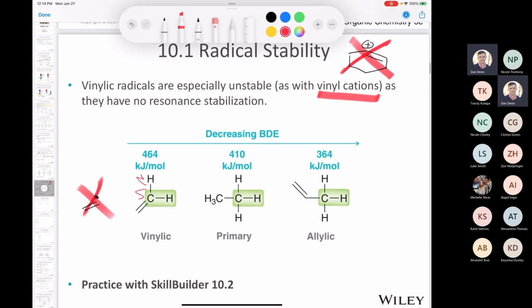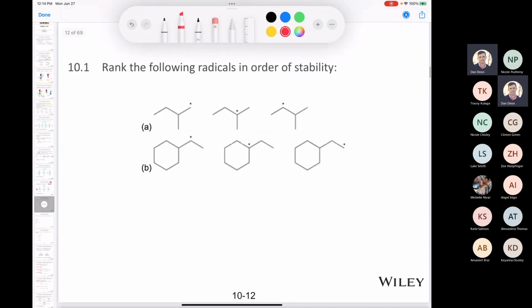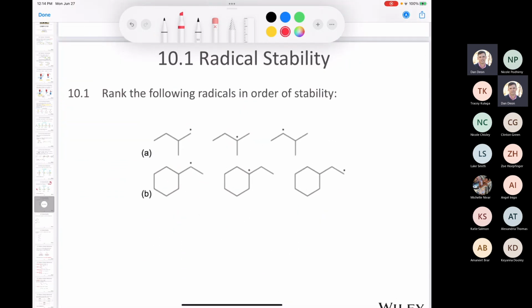With all that in mind, let's take a break here and try a practice problem. Well, that's not a break. Well, let's try it anyway. So it says here, rank the following radicals in order of stability. Okay, so let's see here. A. What if I call this one 1, 2, and 3. Could anybody tell me which one of these would be the most stable? Would it be 1, 2, or 3?